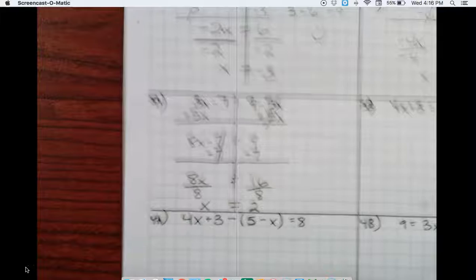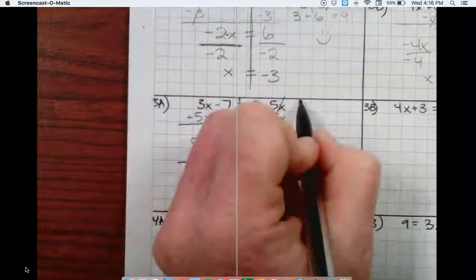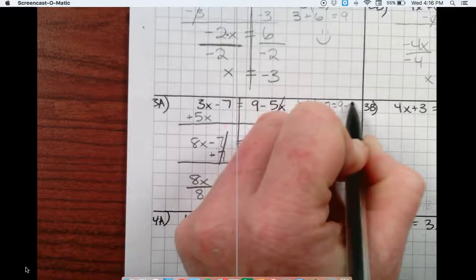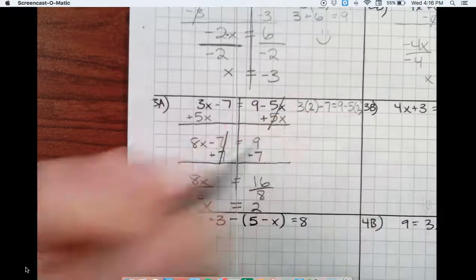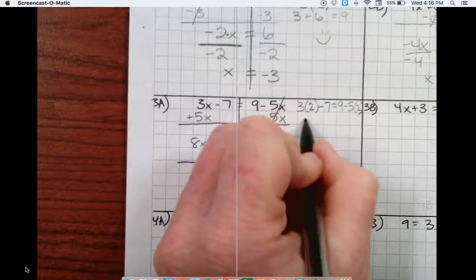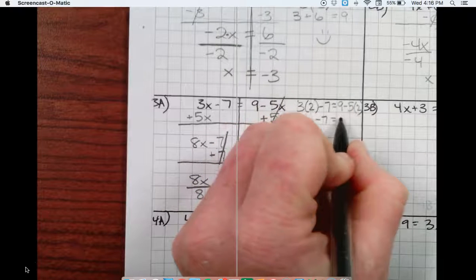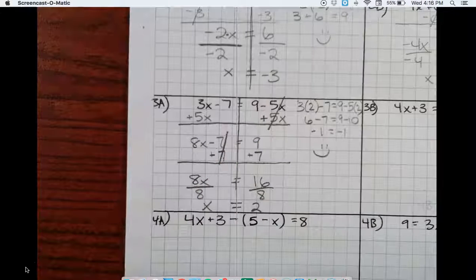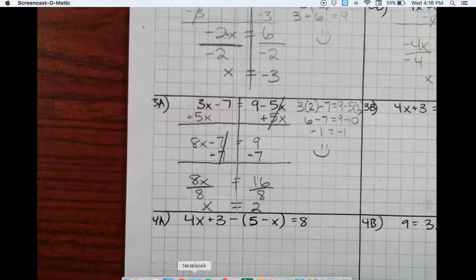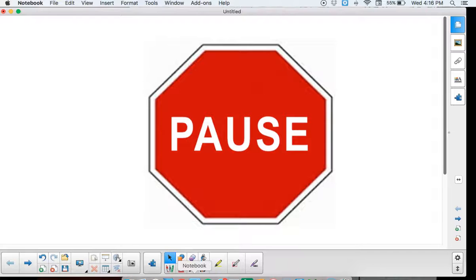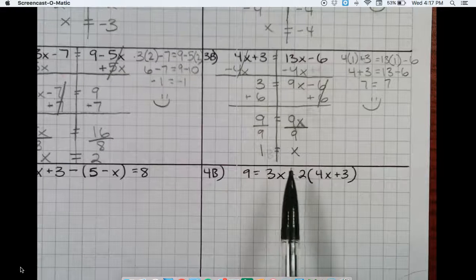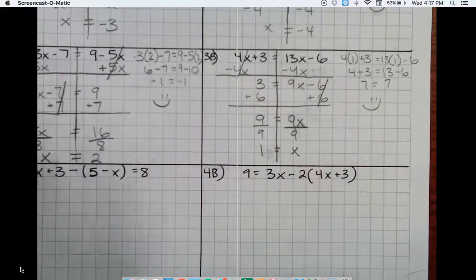All right, let's check our answer. Is 3 times 2 minus 7 equal to 9 minus 5 times 2? Well, that's 6 minus 7. Is that equal to 9 minus 10? Negative 1 is negative 1. We are correct. Okay. We're now going to go ahead and pause, and you're going to try 3b. Here's my work on 3b. I got x equals 1. If you didn't get that answer, check your work against mine and see where your error is.